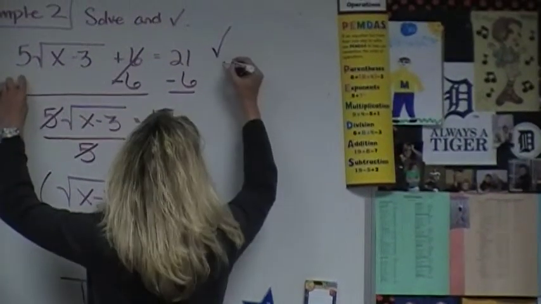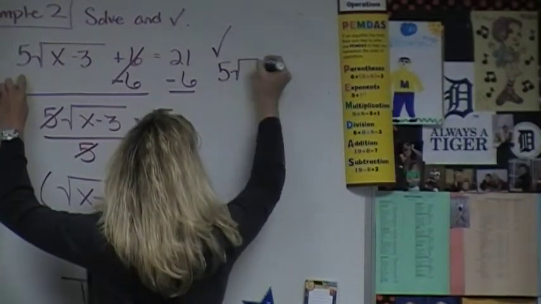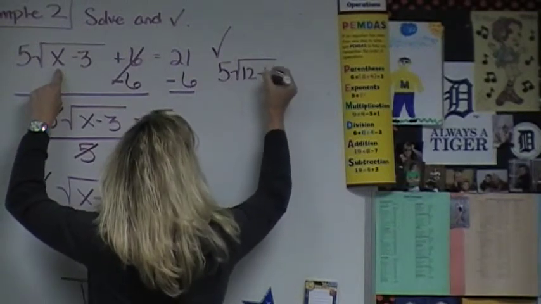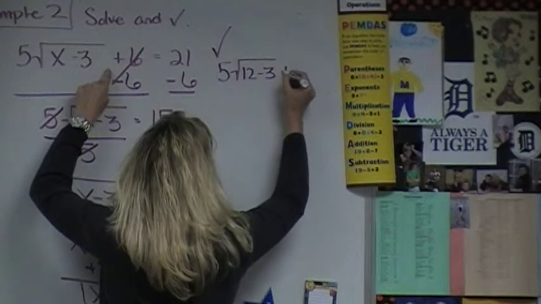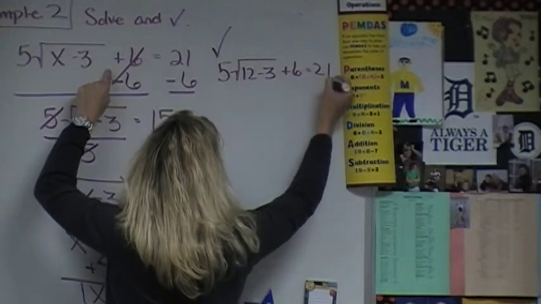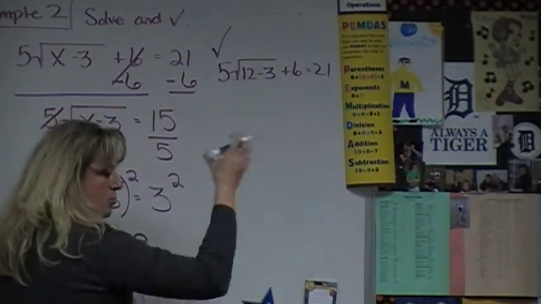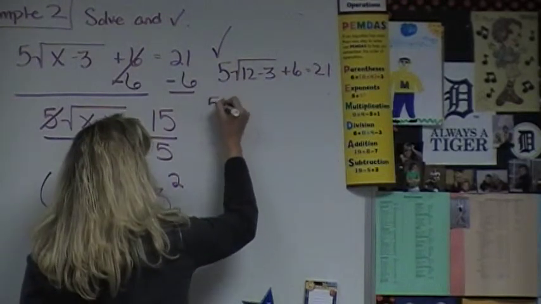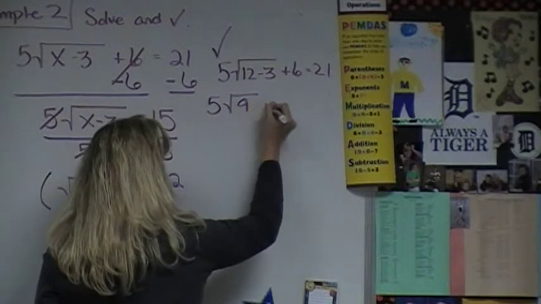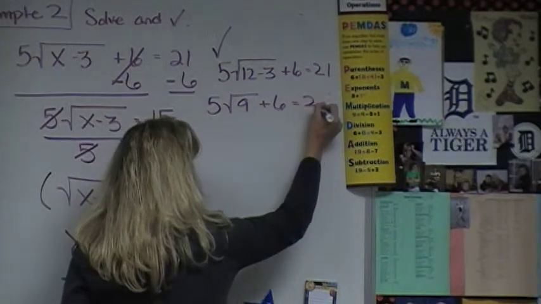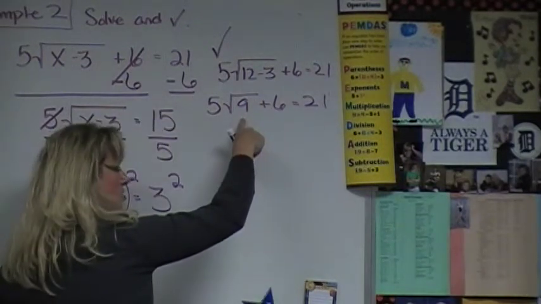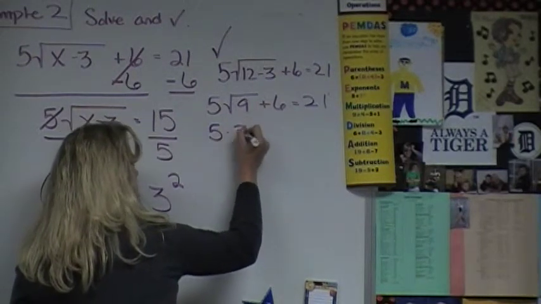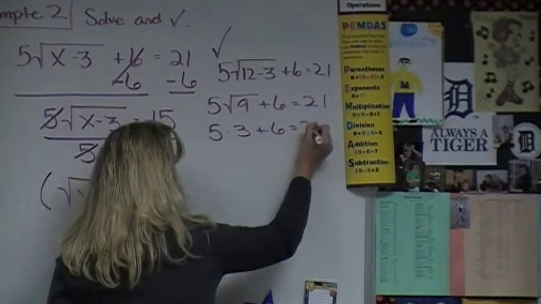Here we go. 5 times the square root of what do I put in here for x? 12. 12 minus 3, then outside the radical plus 6 has to equal positive 21. Remember, do what's under the radical first. What's 12 minus 3? 9. So this becomes 5 times the square root of 9 plus 6 has to equal 21. Now, what's the square root of 9? 3. So this is 5 times 3 plus 6 has to equal 21.